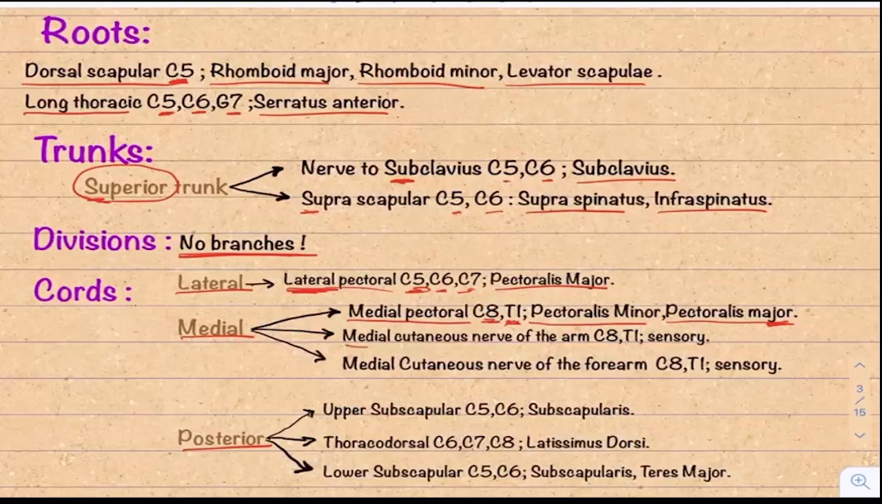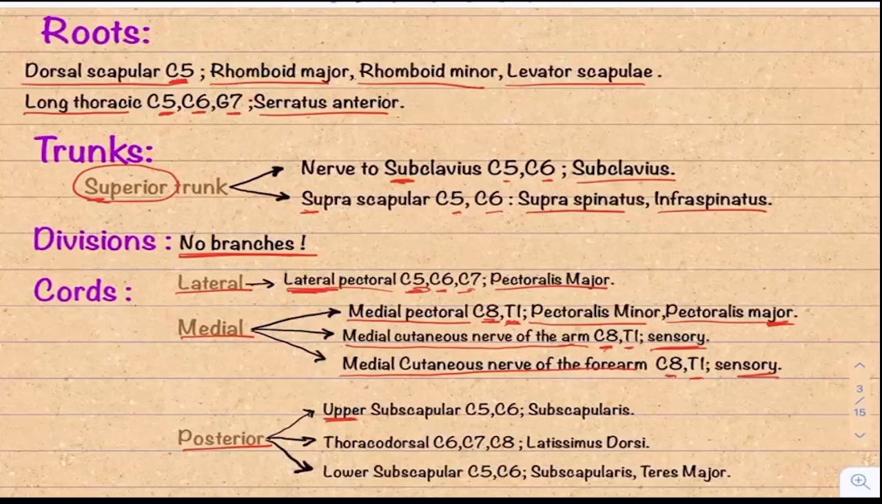Then we have the medial cutaneous nerve of the arm. This supplies the skin of the arm, so this is just a sensory nerve, and it's derived from C8 and T1. The medial cutaneous nerve of the forearm, it's also a sensory nerve, and it's also derived from roots C8 and T1. As for the posterior cord, we have three nerves as well.